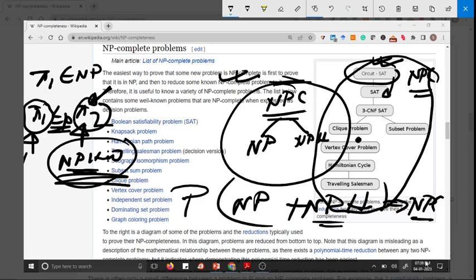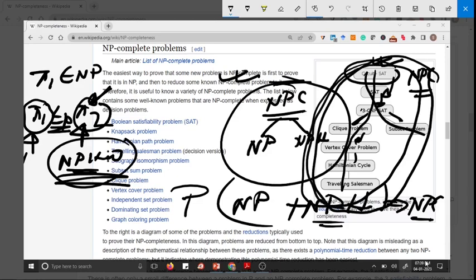Circuit SAT to SAT, they have reduced. SAT to 3 SAT is possible. These reductions are possible. Reductions are going on. So somehow these problems are related to each other, and this has been proved. So this set, they have named it the NP complete set.